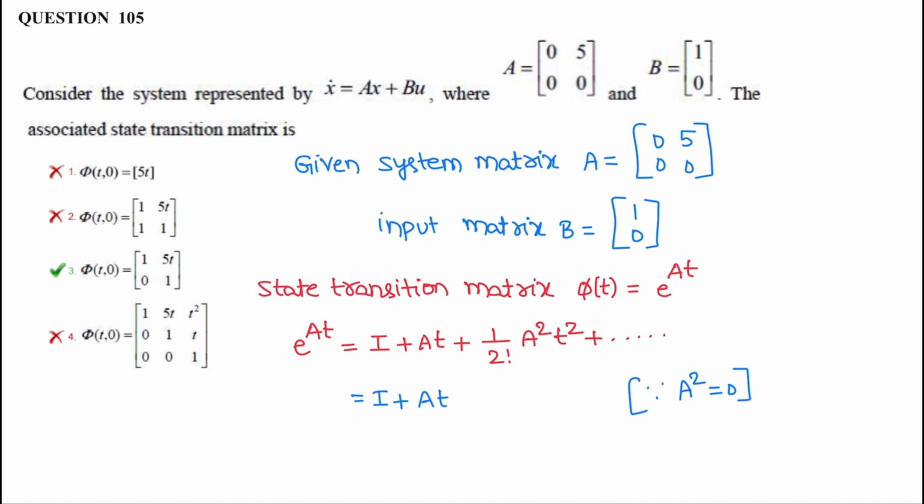State transition matrix phi of t is equal to e power At, and this e power At can be written as I + At + (1/2 factorial) A squared t squared and so on. So we know A squared is 0. So from this, A squared is 0, e power At will become I + At, where I is the identity matrix. This e power At is the state transition matrix.